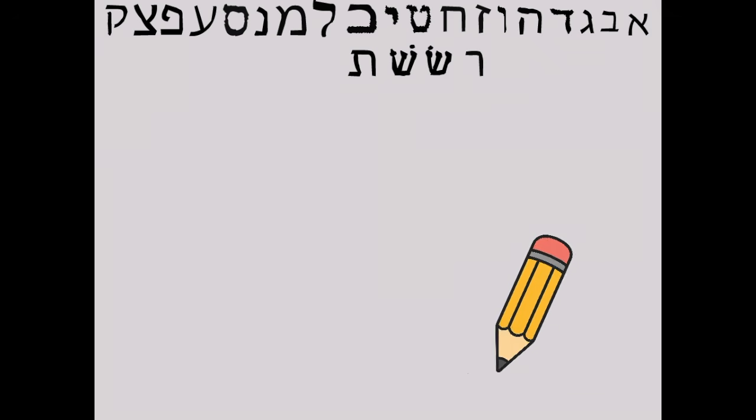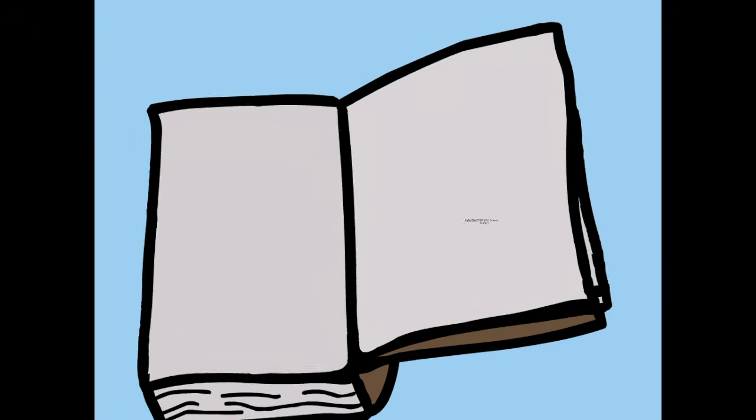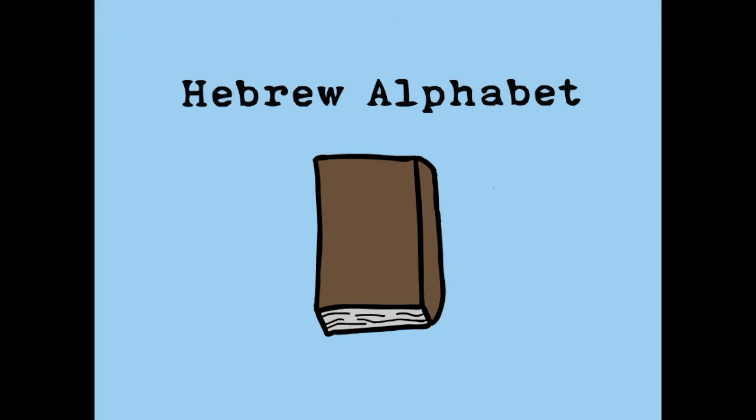I recommend writing out each letter over and over again, and also practice saying them out loud until you've got it all memorized. From Aleph to Tav, this has been the Hebrew alphabet.